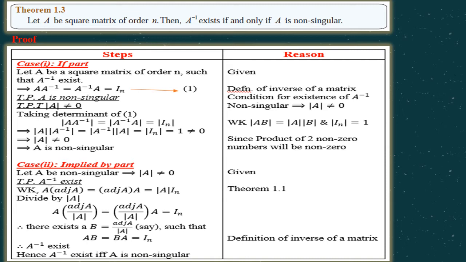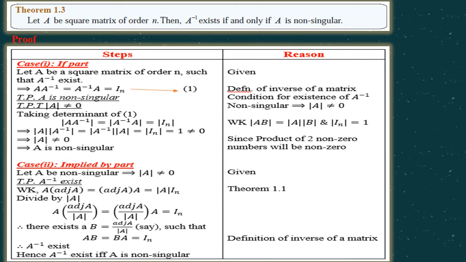So we will be getting determinant A into determinant A inverse equal to determinant A inverse into determinant A equal to determinant I_n, which is equal to 1, and we know 1 is a non-zero value. So the product of two non-zero numbers will be a non-zero one. So we can say clearly that determinant A not equal to 0. Since the product of determinant A inverse and determinant A brings out a non-zero value, both these determinants will be non-zero. So determinant A not equal to 0 and A is non-singular.